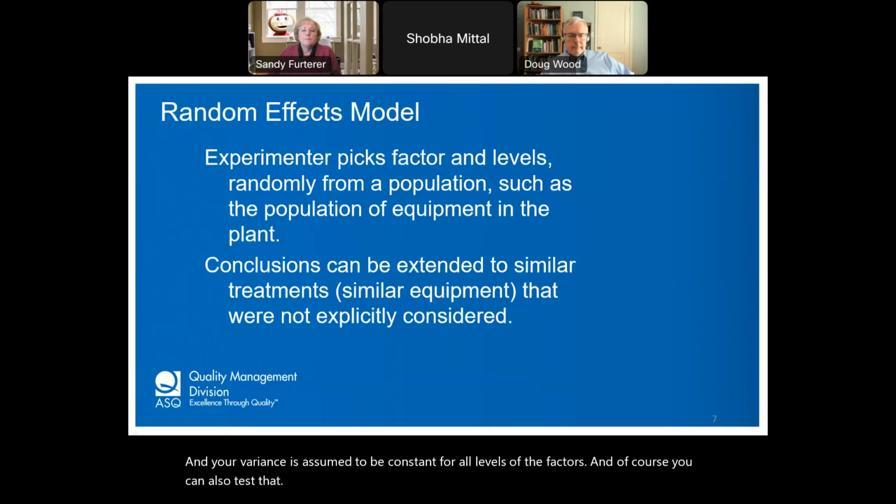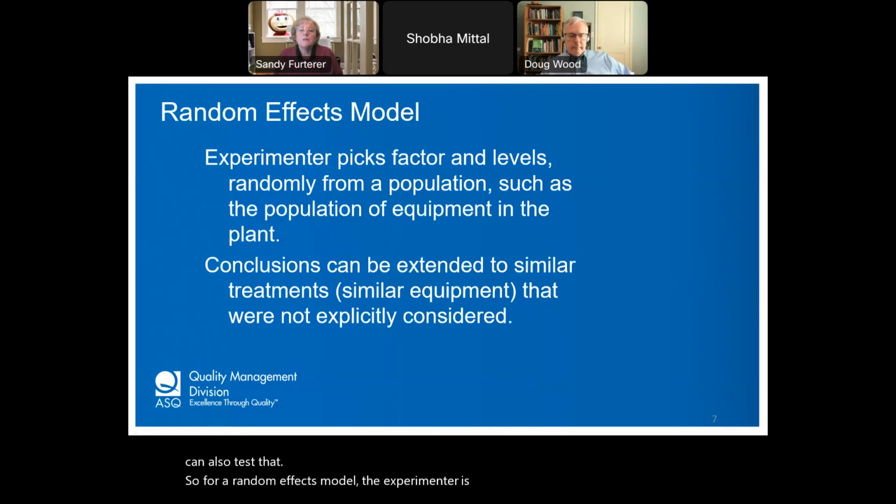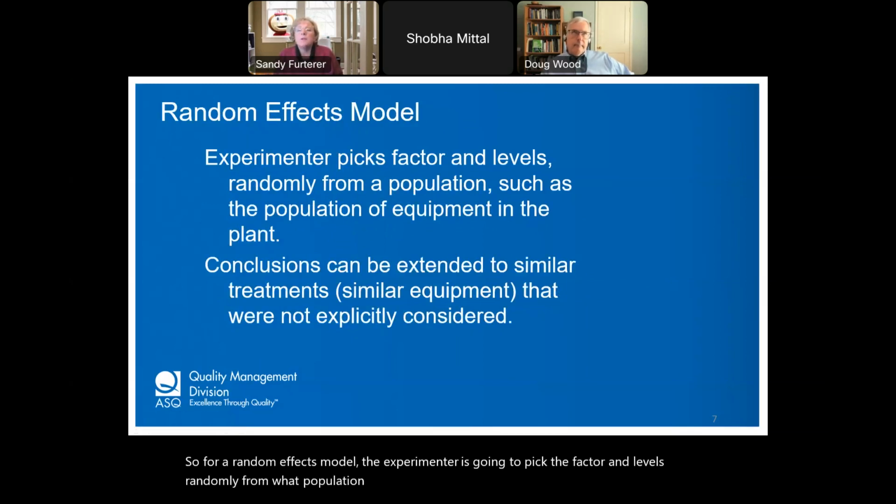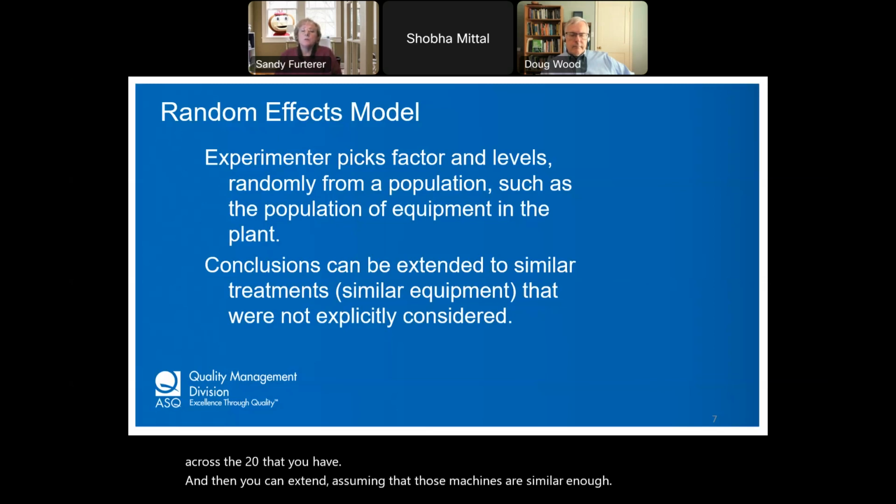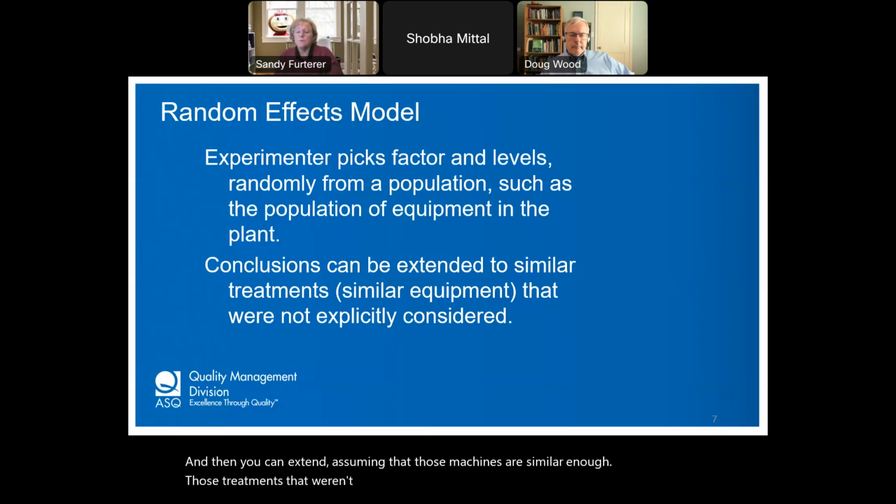Random effects model: the experimenter is going to pick the factor and levels randomly from a population. So if you have a population of equipment that you're interested in studying in the plant, running some manufacturing process across the equipment, you're randomly selecting four of those machines across the 20 that you have. And then you can extend, assuming those machines are similar enough, to those machines that weren't explicitly considered.